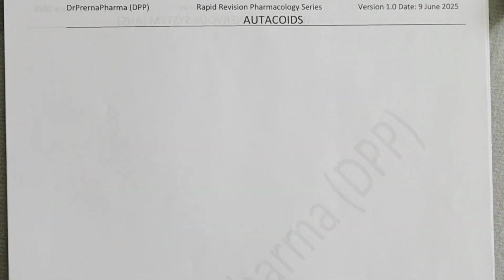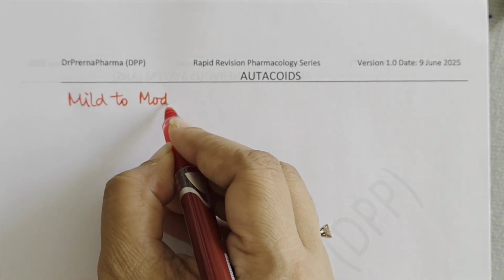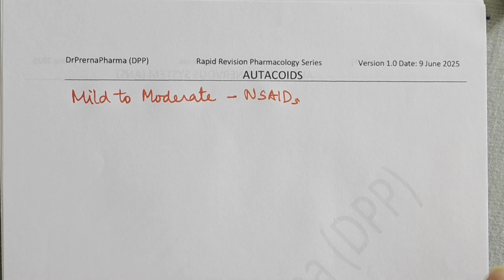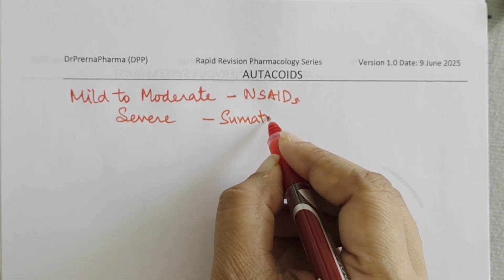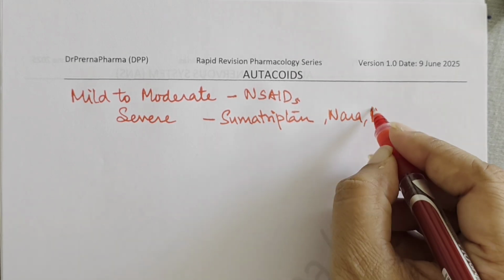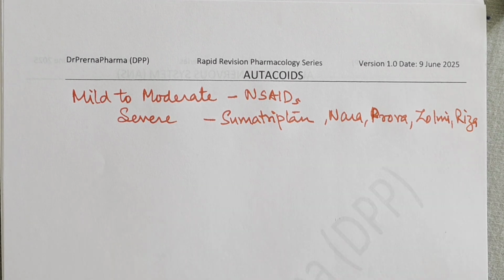Okay, so now what is the treatment if it is mild to moderate migraine. Now mild to moderate migraine mein the drug therapy is mainly NSAIDs. We just give NSAIDs, that is the painkillers. If it is severe migraine, severe mein then we give, what is the drug of choice? Sumatriptan is given, and iske options bahut sare, naratriptan, provatriptan, zolmitriptan, rizatriptan, right? There are many triptans.